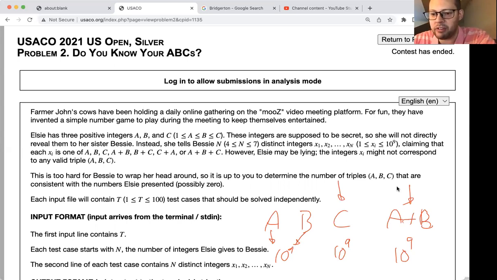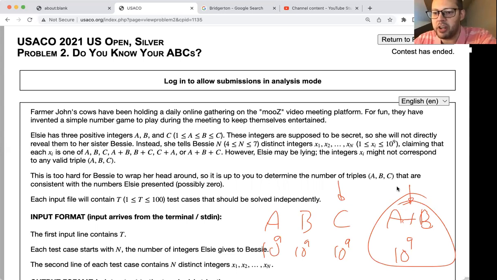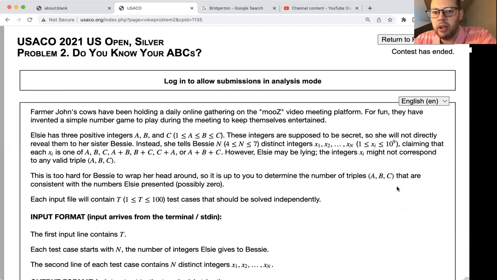It would not be possible to assign values to A and B such that these would all be 10 to the 9th, for example, because then A plus B would be greater than 10 to the 9th. And that's going to be the case for every single combination of numbers. So short explanation is you can just use ints for this. You don't have to worry about the numbers being too large.